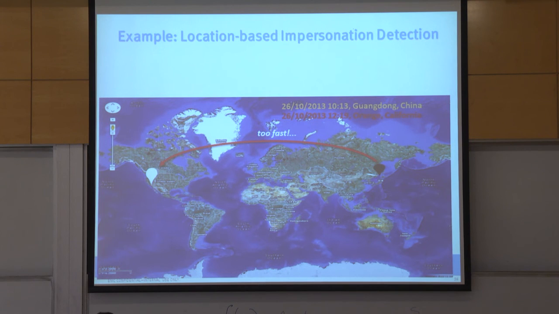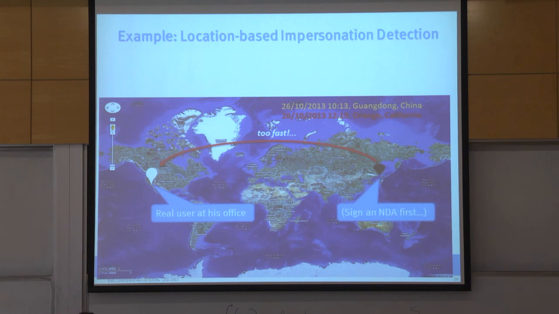So just to close the loop, what actually happened here? We had a user, and he came from California and from China, and this is his actual office, and he really came from California. I would love to tell you more about the China thing, but you need to sign an NDA for it, so just come to work for RSA.